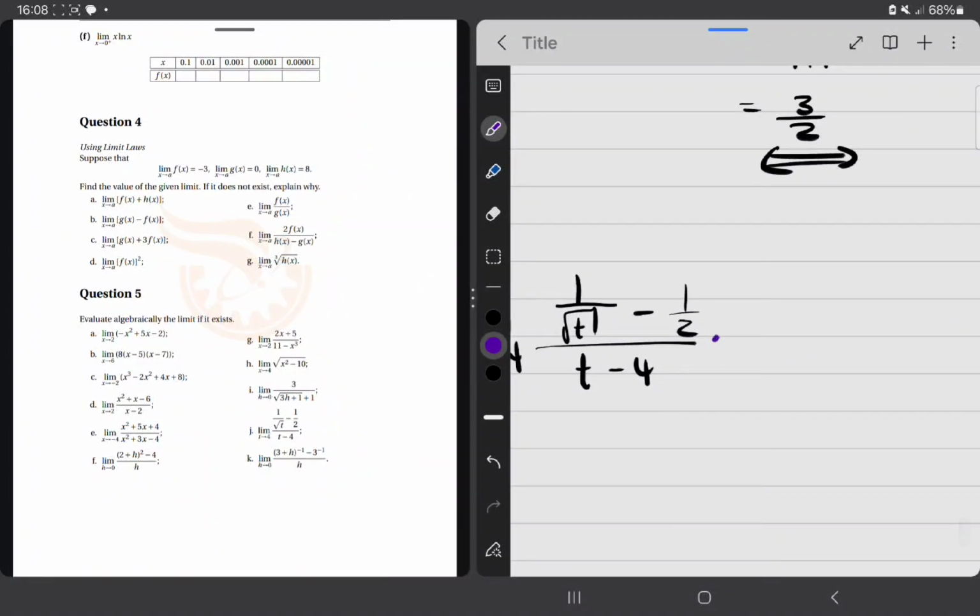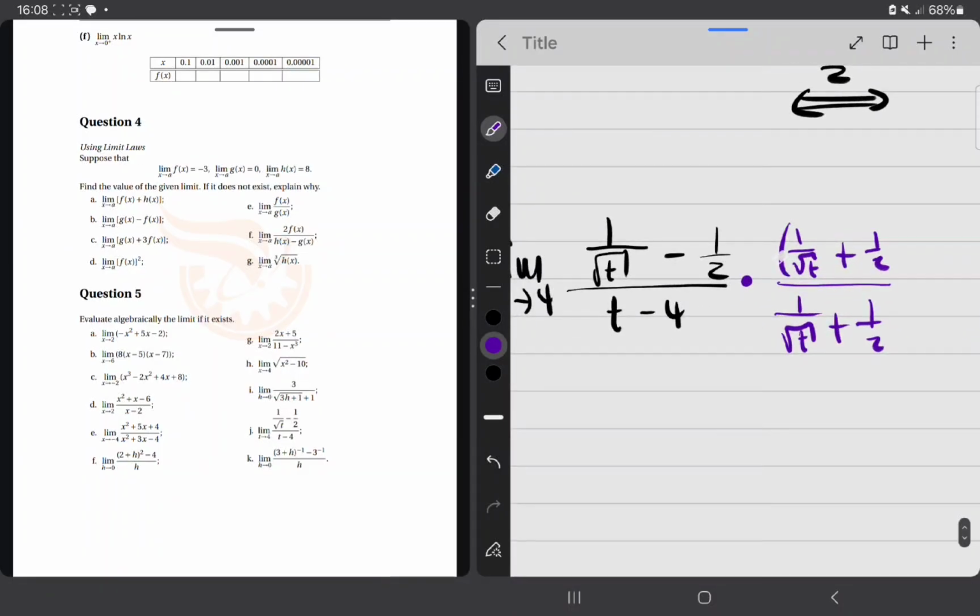We have a radical here. Rationalize, my friend. Rationalize. How do you rationalize? You multiply by the exact same thing, but just change the sign between them. And you multiply both the top and the bottom. So it will be 1 over root t plus a half. That's what we are multiplying by.